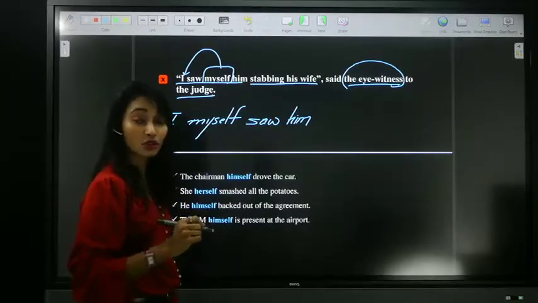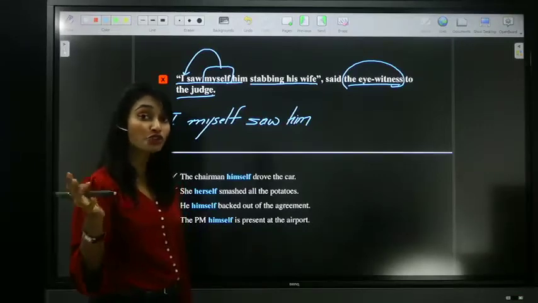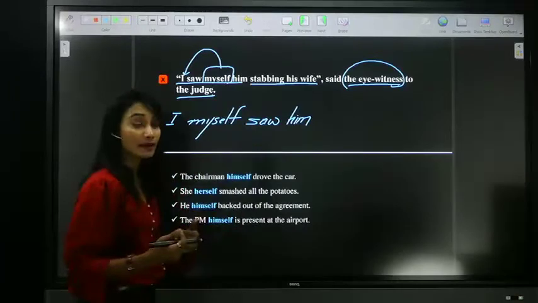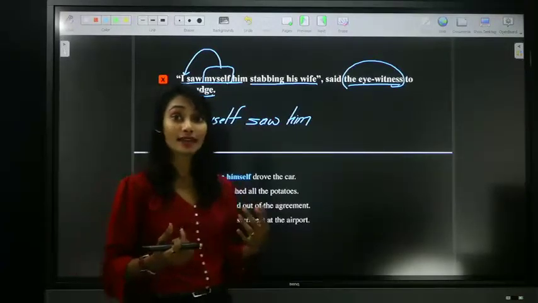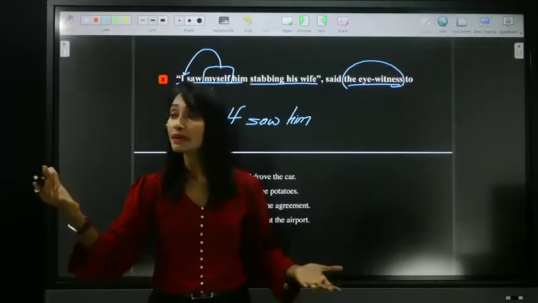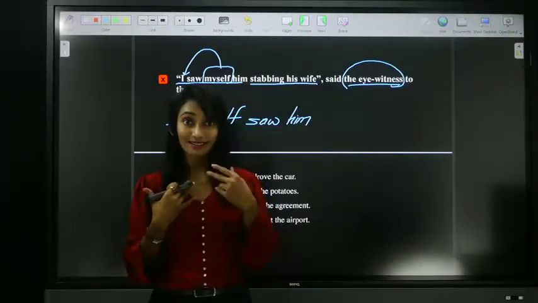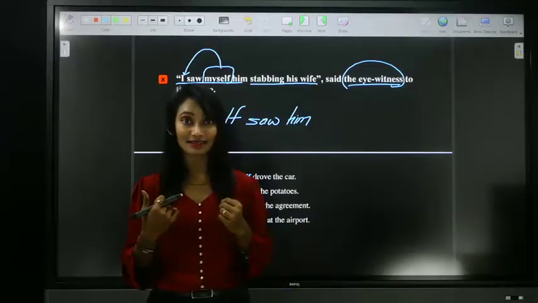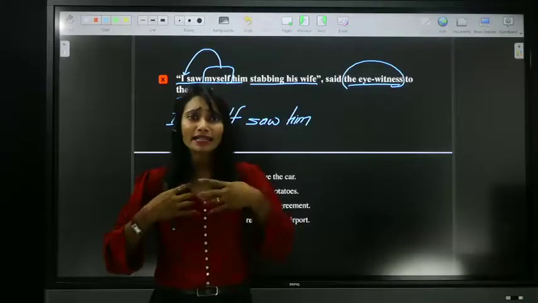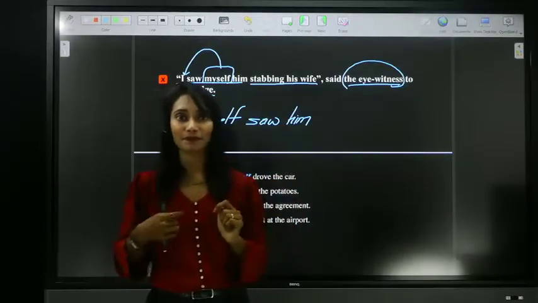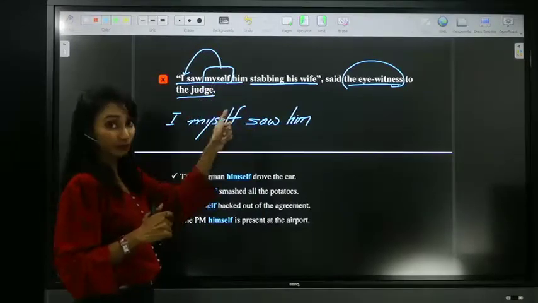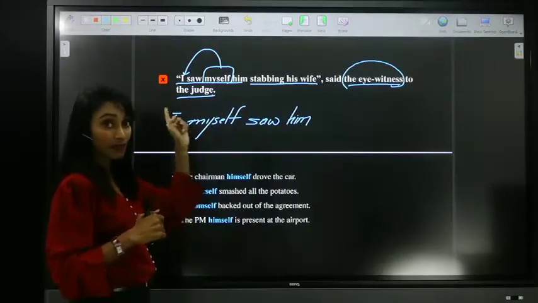Not told by anyone, not shown by someone. See, I myself saw him. Now it is giving us emphasis. No one told me. No one showed me. I saw with my naked eyes. Right? So here I'm giving emphasis to the action. I myself saw him. So remember, emphatic pronouns must be placed before the verb, whereas reflexive pronouns are placed after the verb.